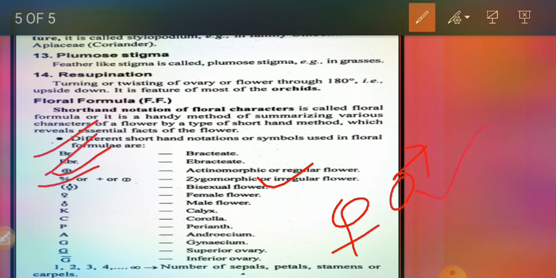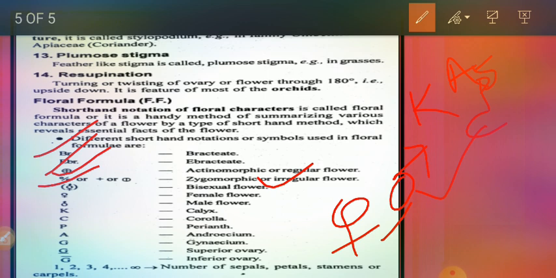Then in case of the female, it is denoted likewise with its own notation; this one is the male, this one is the female. Then calyx we denote as K, corolla as C, perianth as P, then androecium as A, which means the stamens; the number may be 5 to 6, and we write the number of stamens present, for example 5.